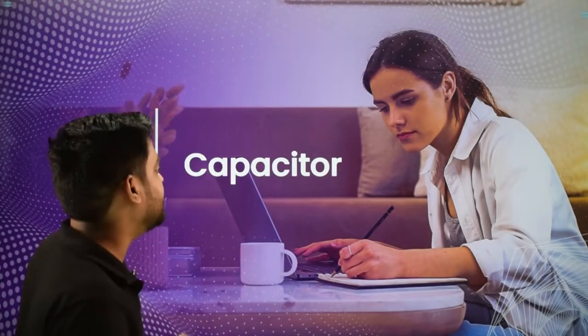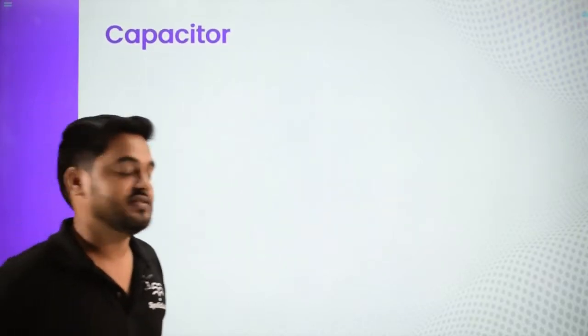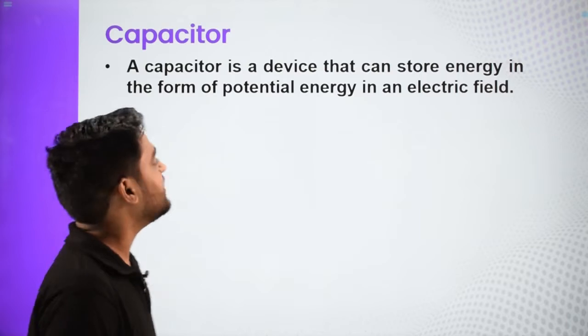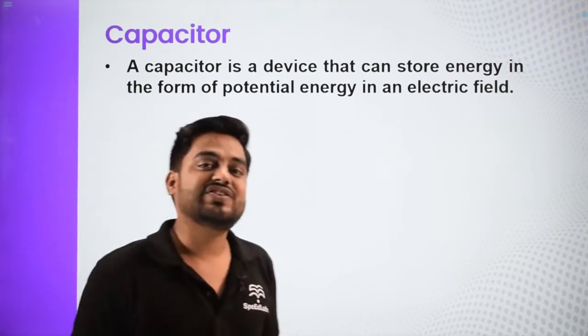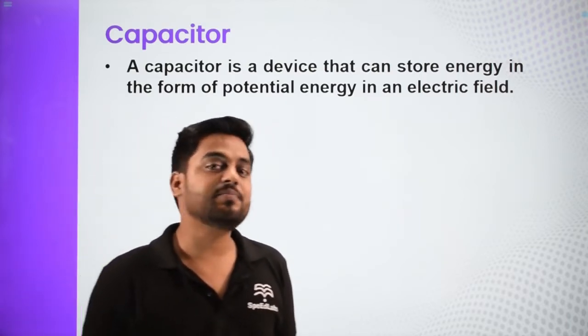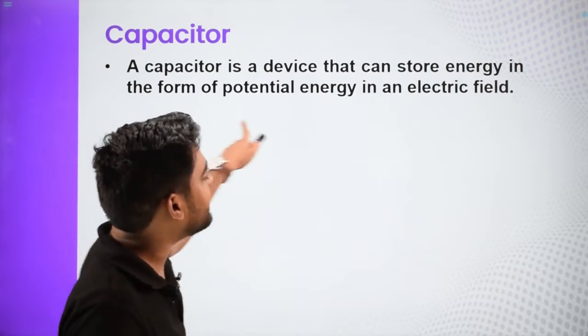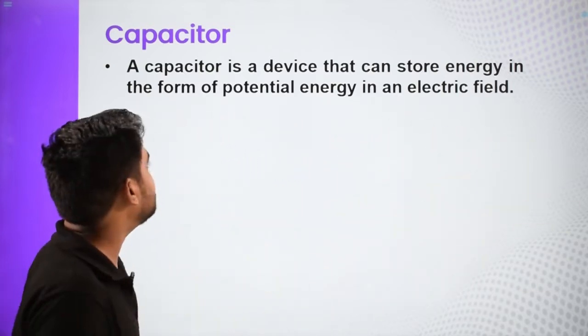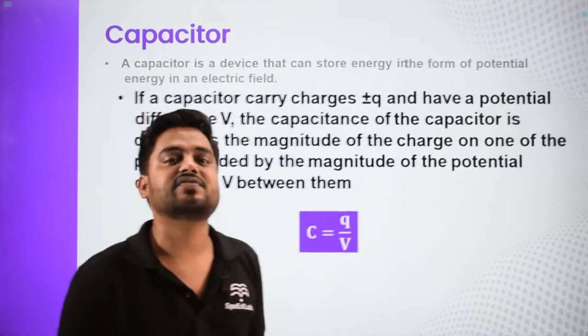So we are going to start capacitor. So first, what is a capacitor? A capacitor is a device that can basically store energy. Which type of energy? Electrostatic potential energy, so potential energy in the electric field. Electrostatic potential energy can be stored using a device, and that device is our capacitor.